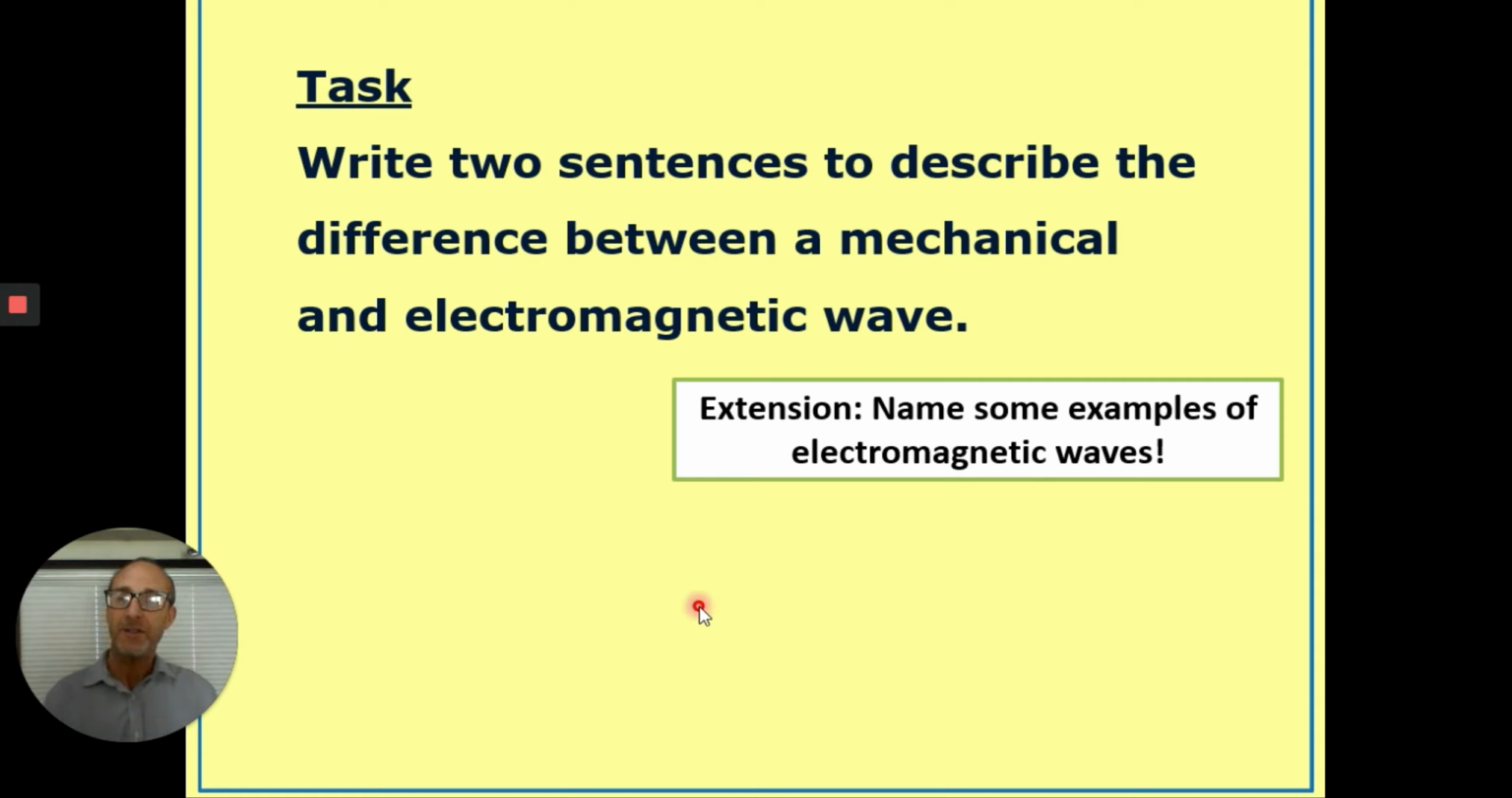Now, what I'd like you to do is write a sentence to describe the difference between mechanical and electromagnetic waves. If you finish that quite easily, name some, search for those, or remember what we've done. But give yourselves about 5 minutes on pause to have a go at this task. So I'll see you soon.